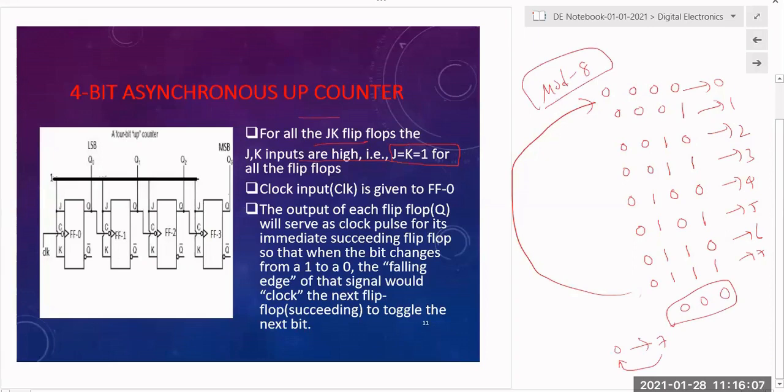So here what we are doing is, I always apply the JK inputs as high, J equal to K equal to 1, and the clock input is given to the first flip flop only. That is, I give the clock input only to flip flop 0. The output of each flip flop will serve as a clock pulse for its immediate succeeding flip flop, so that when the bit changes from 1 to 0, what is 1 to 0? Can anyone tell? Negative edge. Very good. When it goes from 1 to 0, the signal would clock the next flip flop, giving it a chance to toggle. In all remaining cases, there is no change. Based on that condition we do this.